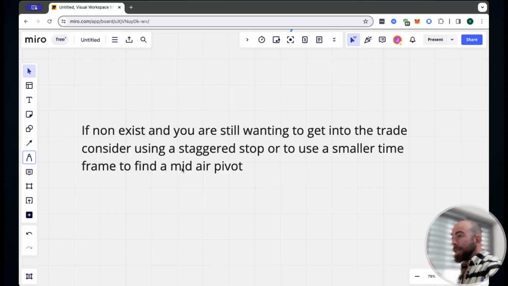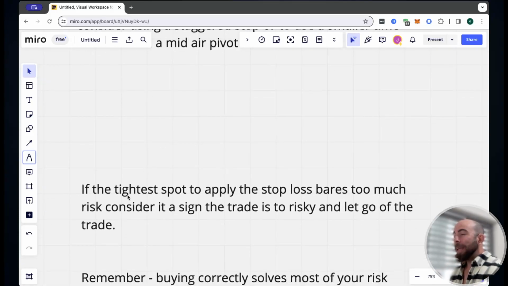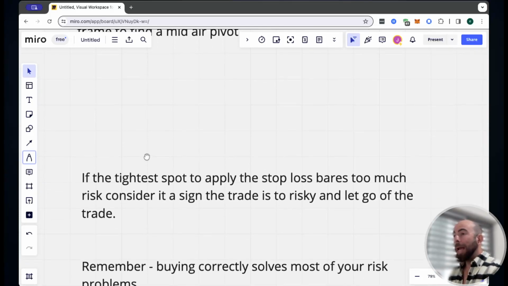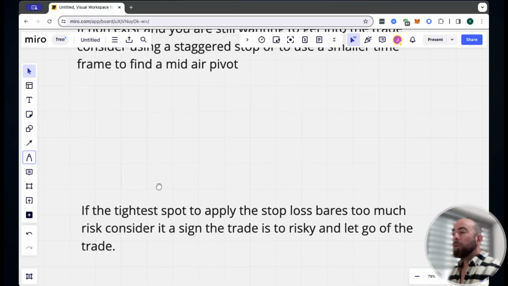So, as I said, if there is no tight stop within the daily low, the pattern low, pivot low, or base low, but you still want in the trade for some reason, you've been watching the trade, everything is sound, but the risk is too high, consider using a staggered stop. But if the tightest stop to apply bears too much risk, just consider it a sign that the trade is too risky and let go of the trade.